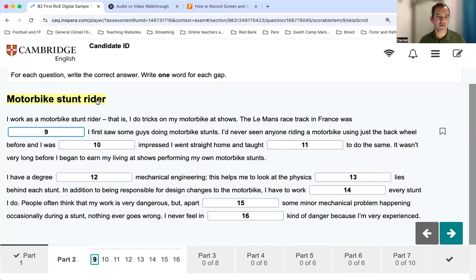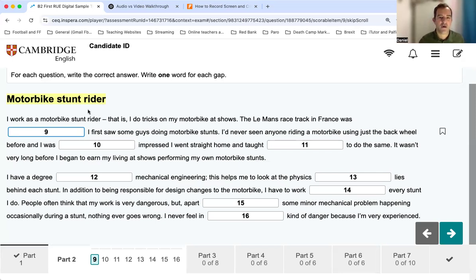Motorbike stunt rider. I work as a motorbike stunt rider. That is, I do tricks on my motorbike at shows. The Le Mans racetrack in France was, I first saw some guys doing motorbike stunts. I'd never seen anyone riding a motorbike using just the back wheel before, and I was, impressed. I went straight home and taught, to do the same. It wasn't very long before I began to earn my living at shows performing my own motorbike stunts. I have a degree in mechanical engineering. This helps me to look at the physics that lies behind each stunt. In addition to being responsible for design changes to the motorbike, I have to work every stunt I do. People often think that my work is very dangerous, but apart some minor mechanical problem happening occasionally during a stunt, nothing ever goes wrong. I never feel in kind of danger because I'm very experienced.